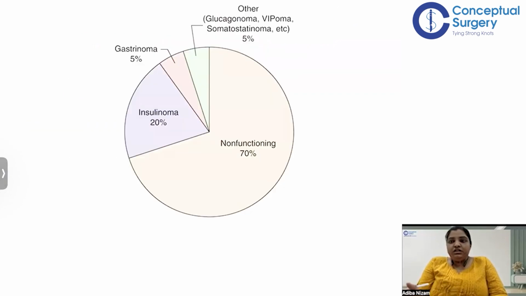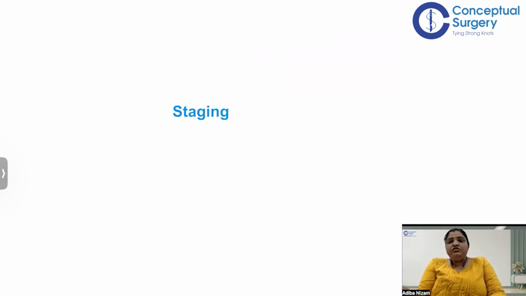This slide is demonstrating the common types of the neuroendocrine tumors. As you can see, the most common is the non-functional one. In the functional tumors, the most common is the insulinoma. All of these tumors, irrespective of whether it's an insulinoma or a glucagonoma, whatever the tumor is, are staged in a similar fashion.